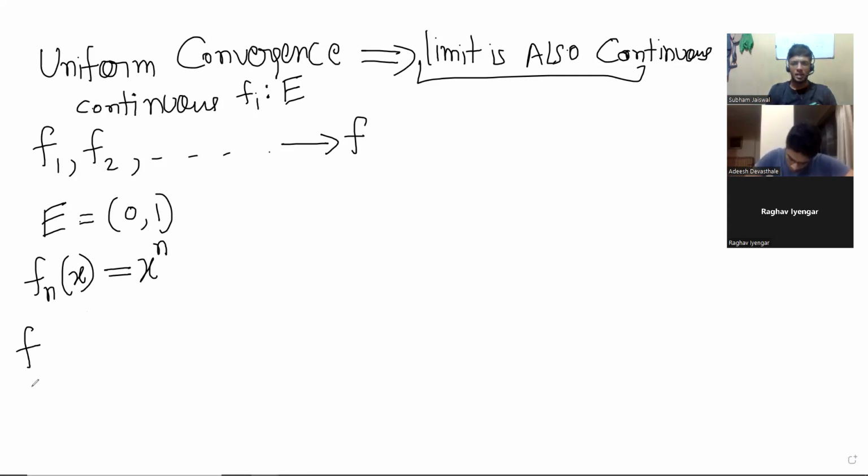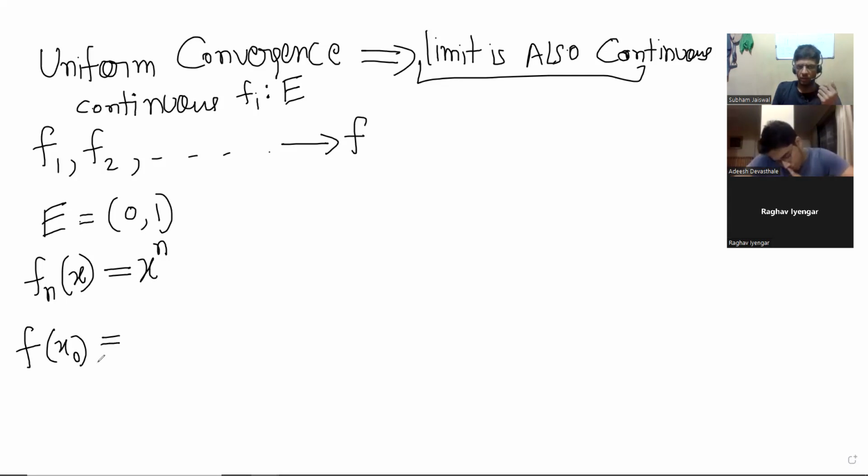f is the limit. So what's the definition of f? What would be f of x naught for some x naught? For every x naught, you have to figure out the limit. So you fix x. The basic definition is this. Whether it's uniform or not, that we can think about later.